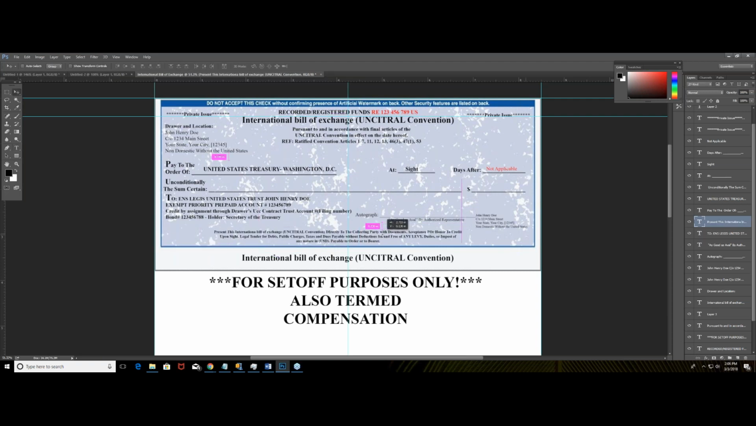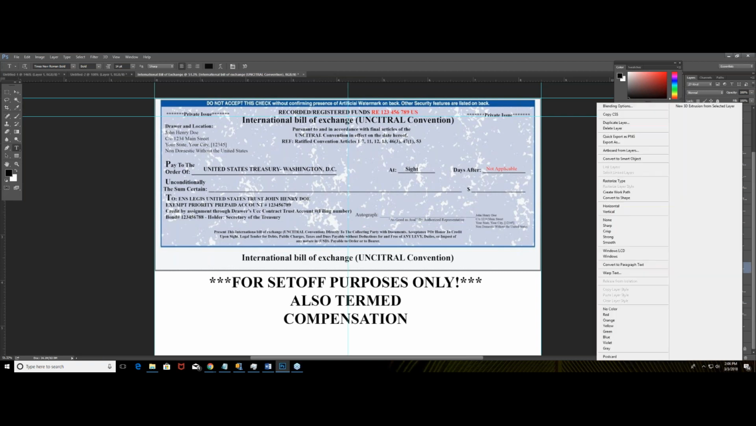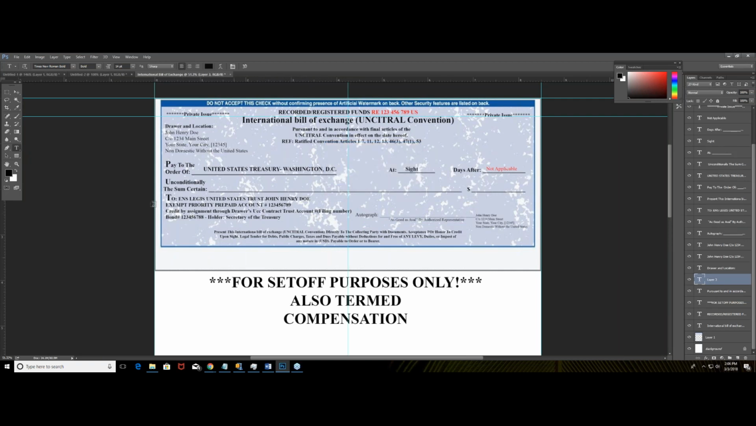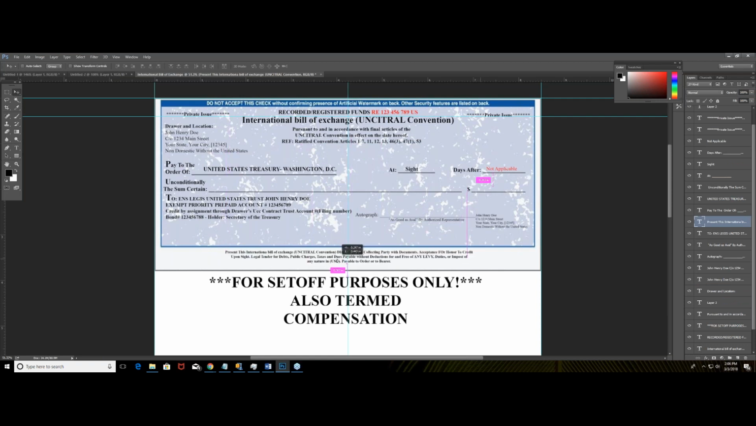And what I would do is put this where your routing numbers go. I put that down there, and let them know how it's supposed to be routed, because this is where the routing information goes. You can put your routing information down here: present this International Bill of Exchange directly to the collecting party with documents, acceptance for honor to credit upon sight, legal tender for debts, public charges, taxes, dues, payable without deductions, for and free of any levy duties. I think I made a typo there.